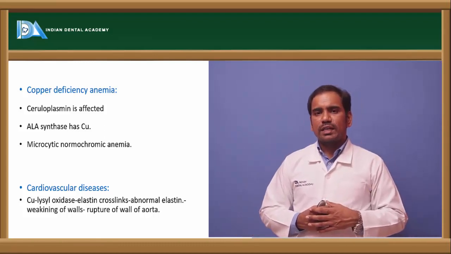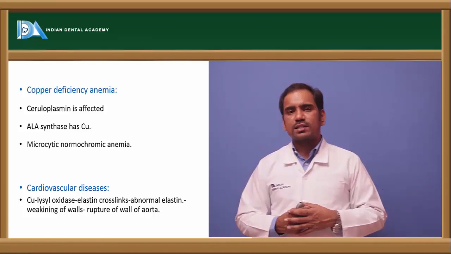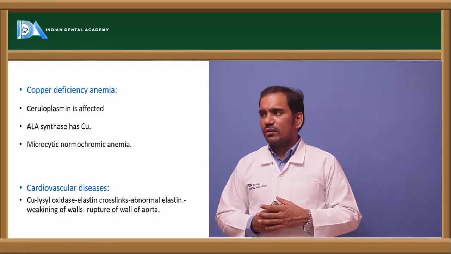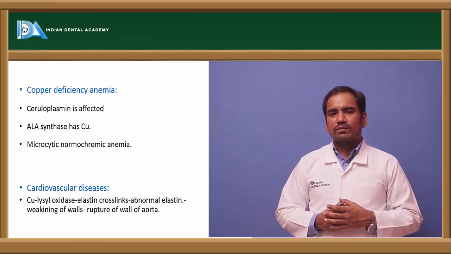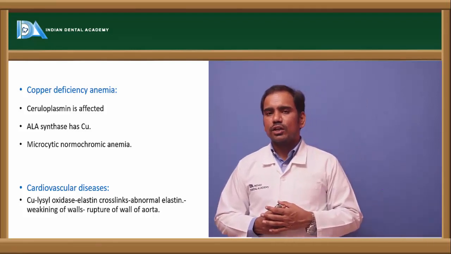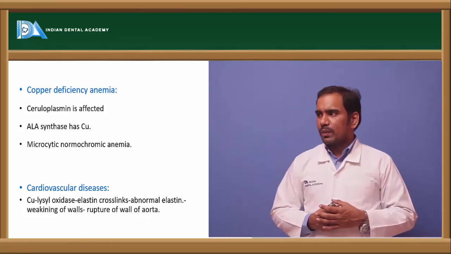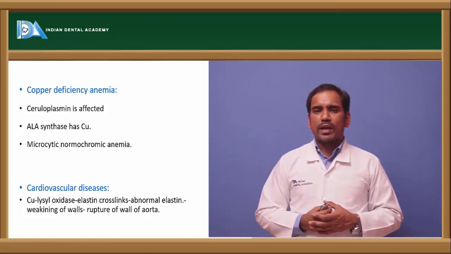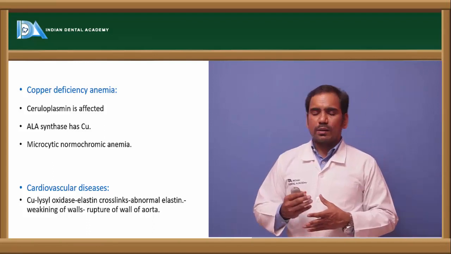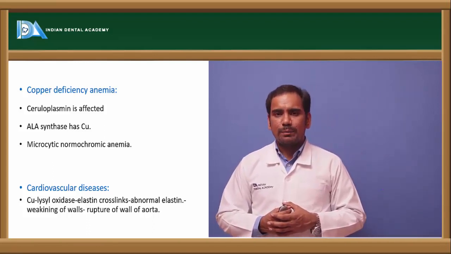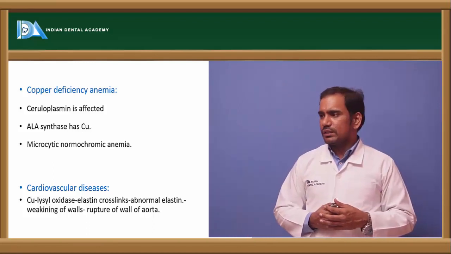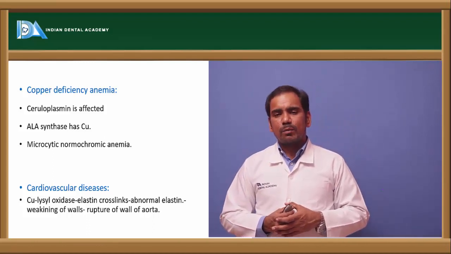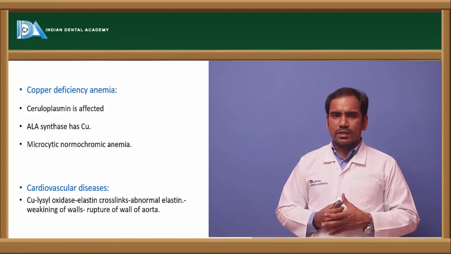Apart from that, the key enzyme of heme synthesis, ALA synthase, has copper in its structure, and without copper, the activity of ALA synthase will be decreased, and that leads to anemia. The type of anemia seen in copper deficiency is microcytic hypochromic, or microcytic normochromic anemia. Another disorder of copper metabolism is cardiovascular disease.